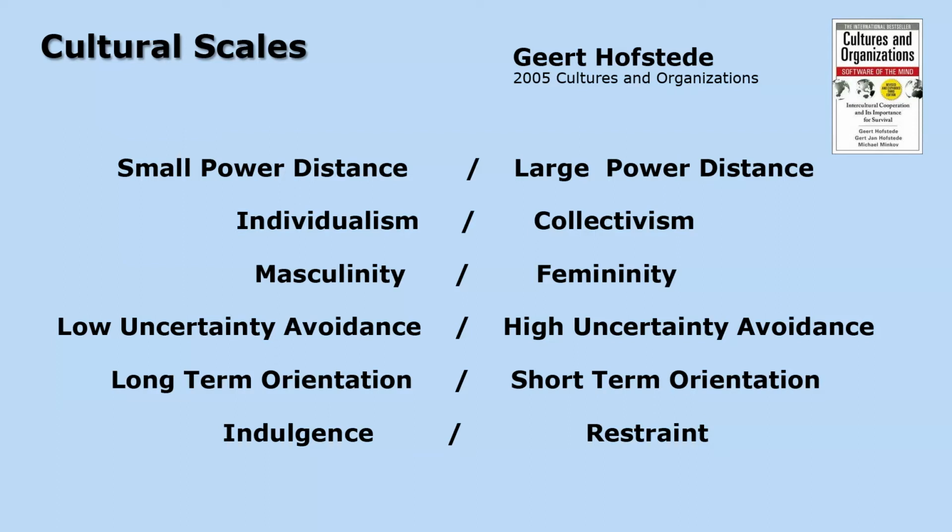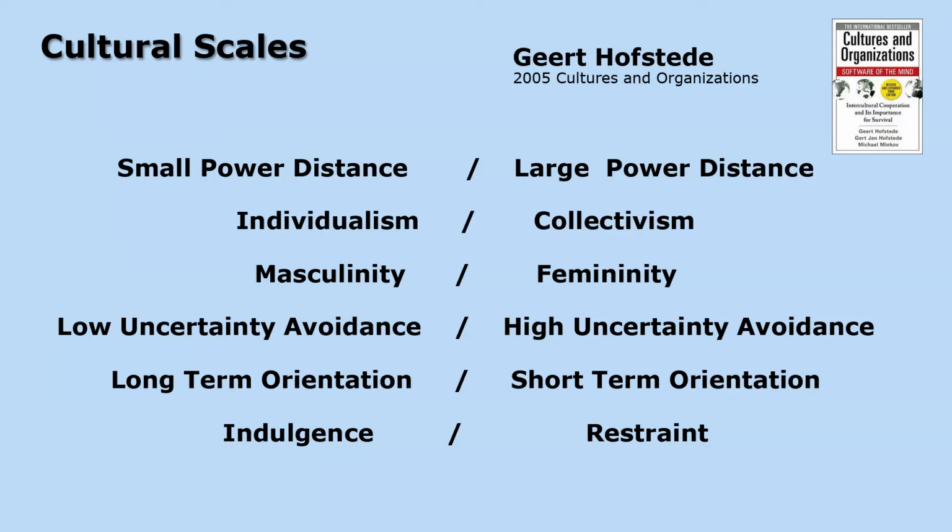So Hofstede looked at the question of power distance. That's a relationship to authority. Is it a small or a large power distance? He looked also at individual and collective cultures. But then he looked at gender roles, talking about masculinity and femininity. In ways of dealing with the unknown, he looked at uncertainty avoidance. So how can we avoid uncertainty? How can we avoid ambiguity?